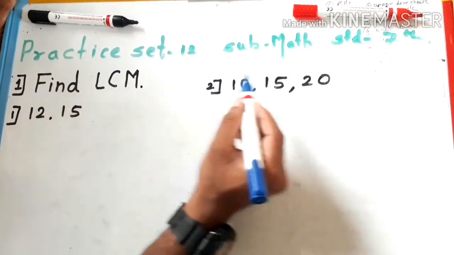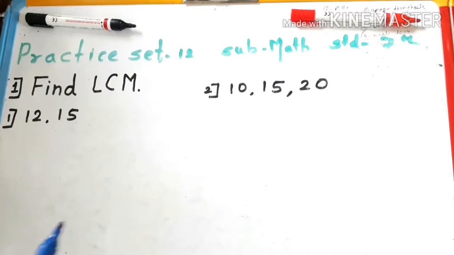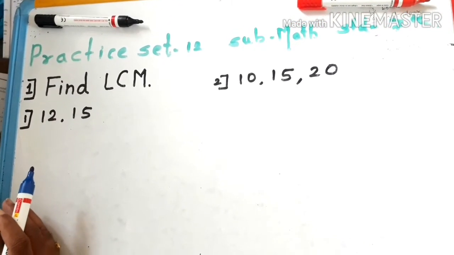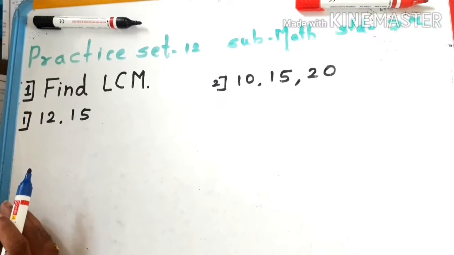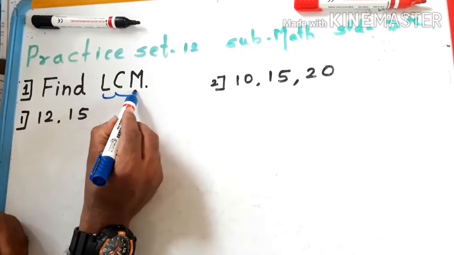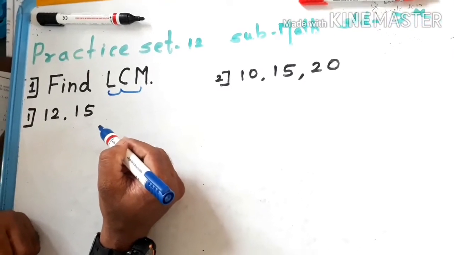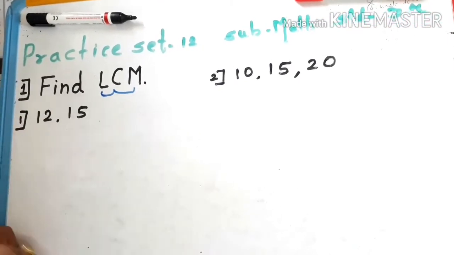Practice set 12, subject math, standard 7. Today we will see how to find LCM. LCM means least common multiple. In Marathi we say Lasavi. By the factorization method we can find the LCM.